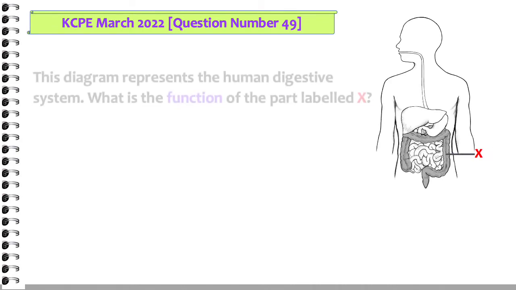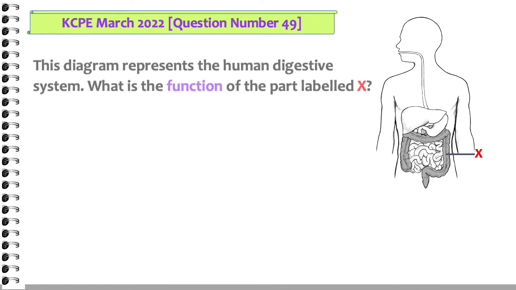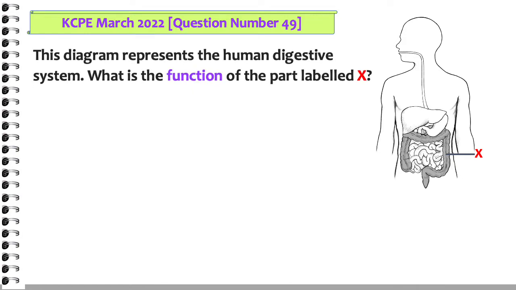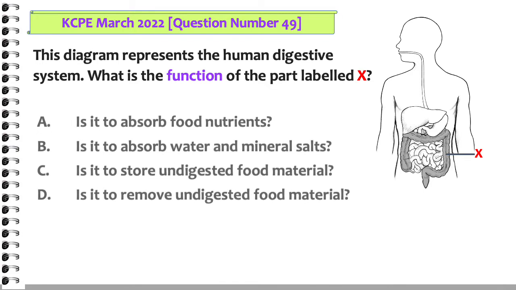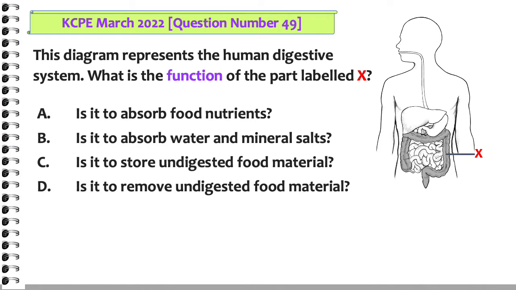This diagram represents the human digestive system. What is the function of the part labeled X? A. Is it to absorb food nutrients? B. Is it to absorb water and mineral salts? C. Is it to store undigested food material? Or D. Is it to remove undigested food material?